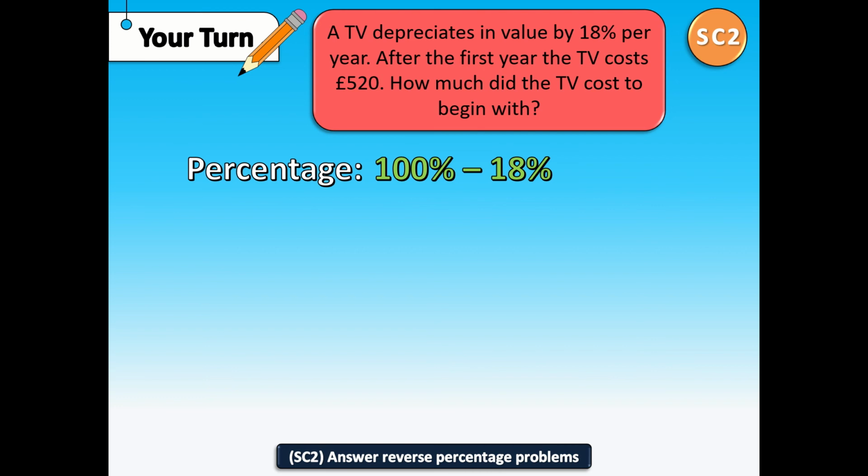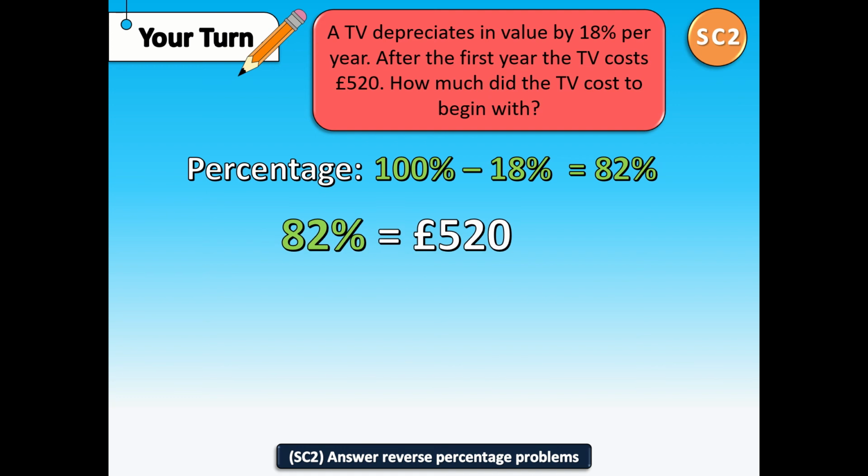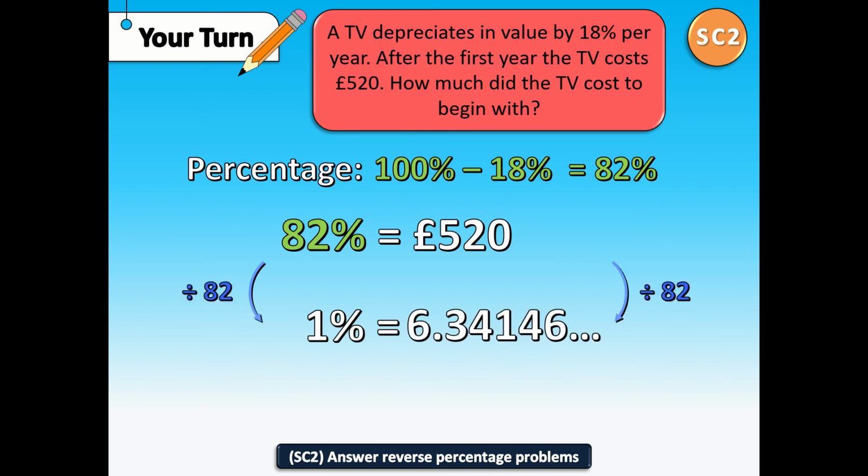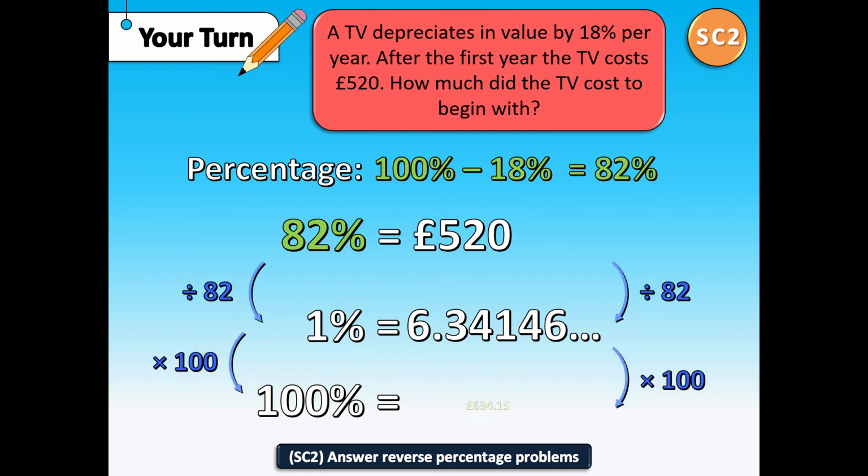So we start with 100% and we lose 18%. So that means we've now got 82%. So 82% is the £520. So we need to work out 100%. So we work out 1% by dividing by 82, and then times that by 100 to work out 100%. So the TV costs £634.15.